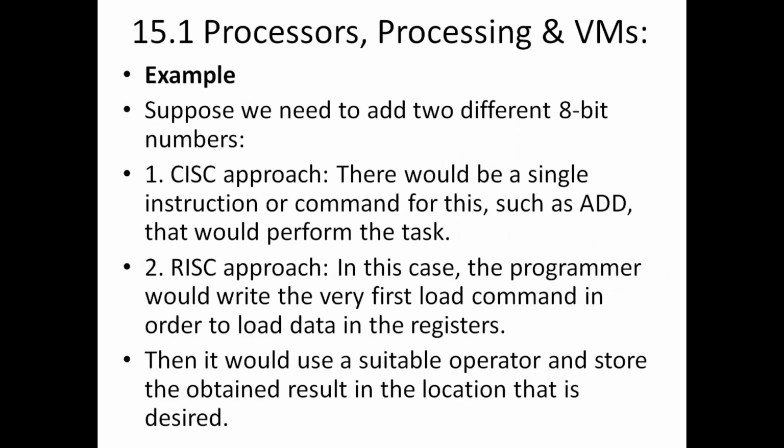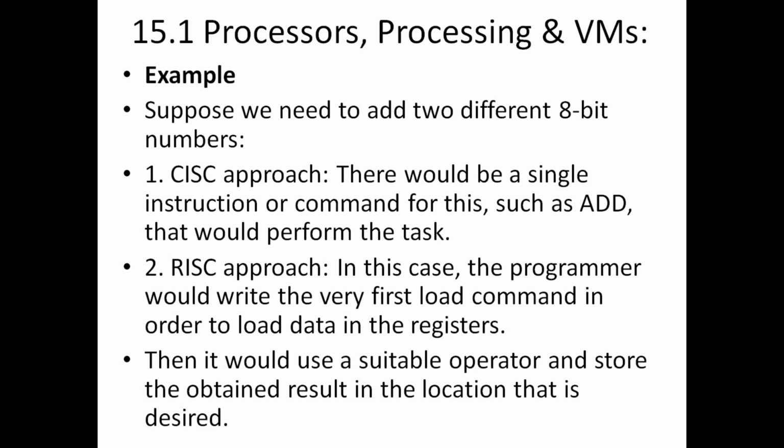Example: suppose we need to add 2 different 8-bit numbers. Now I've specifically added this example to make the concept more clear in your mind, because if you don't understand these 2 architectures, obviously you're going to have trouble in the other types of architecture as well. So we have the CISC approach. In a CISC approach, there would be a single instruction such as add or sum, and that would take 2 operands and add them together, store the result in ACC.